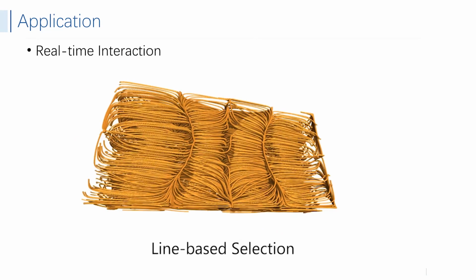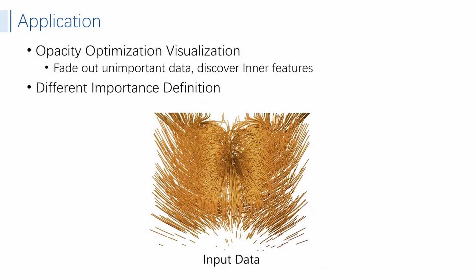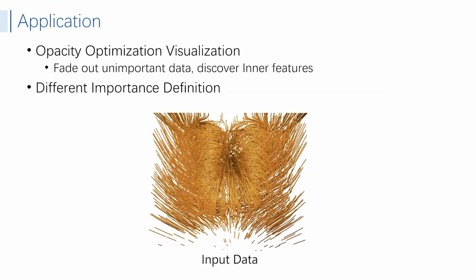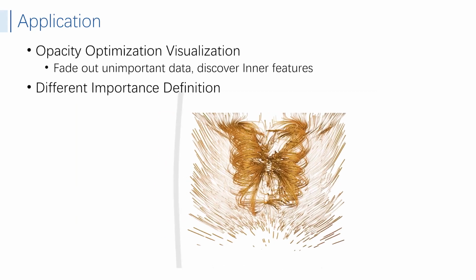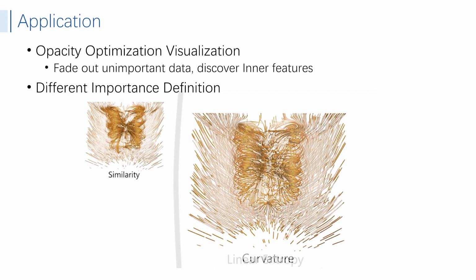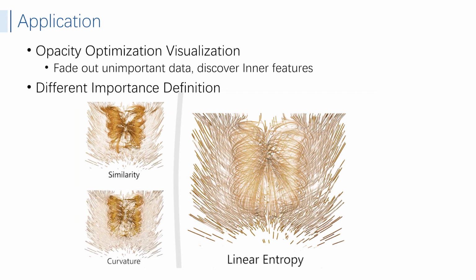Also, there is another example, opacity optimization. It fades out unimportant data, so that peripheral lines will not occlude inner lines, and users are able to discover inner features, like this. To compute the importance of each line, there exist many methods, like curvature-based or line attribute-based methods. We also propose a method using nearest curve query to calculate importance for each line, to make full use of surrounding information and provide a large-scale structure for users. The result is tagged with similarity in the video.